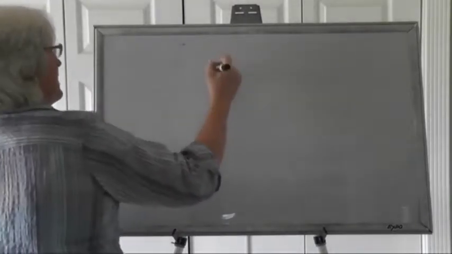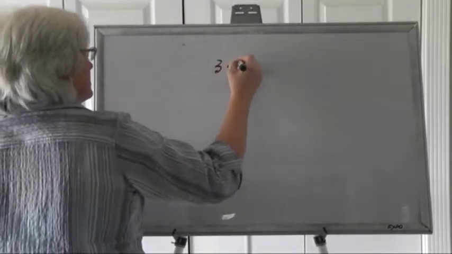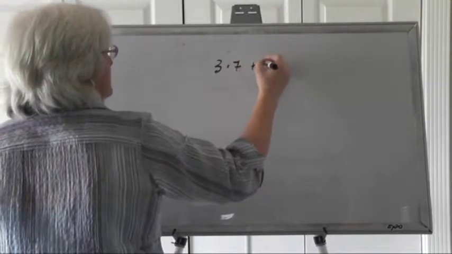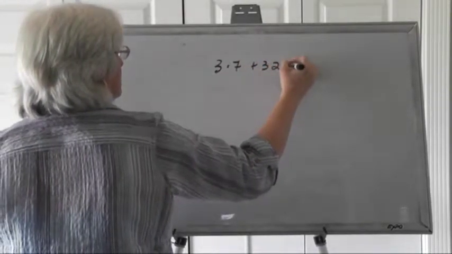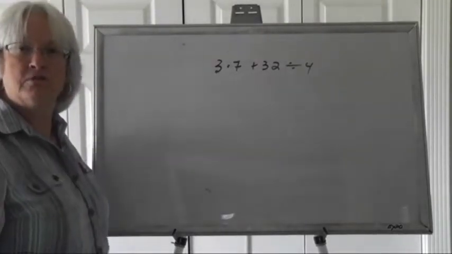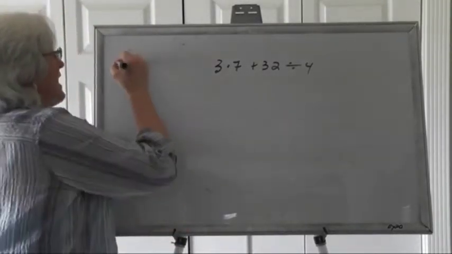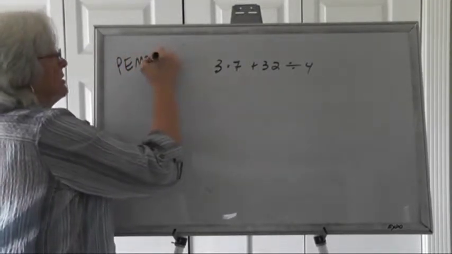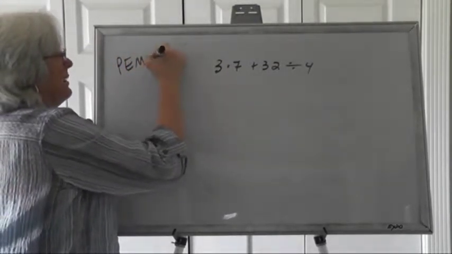On the next page, on page 41, let me say that we have 3 times 7 plus 32 divided by 4. How do you know what you do first? Well, this acronym here, PEMDAS, will help you remember.